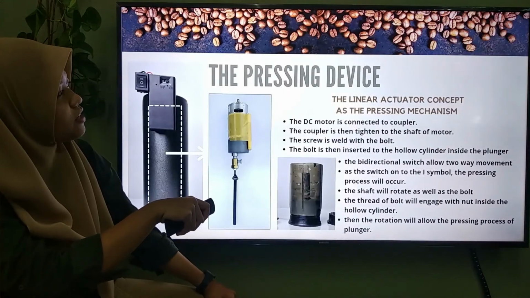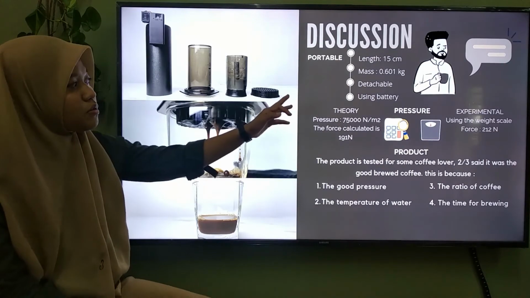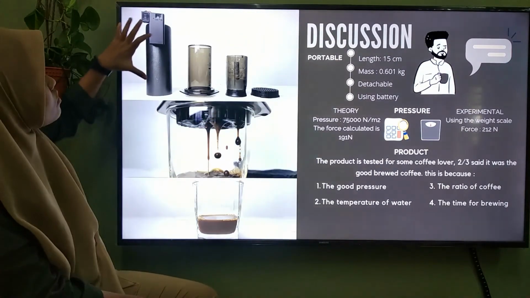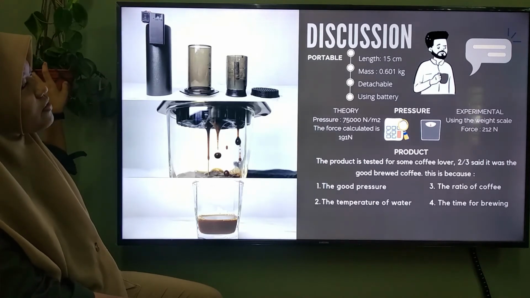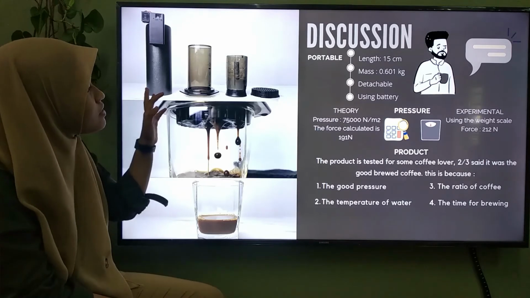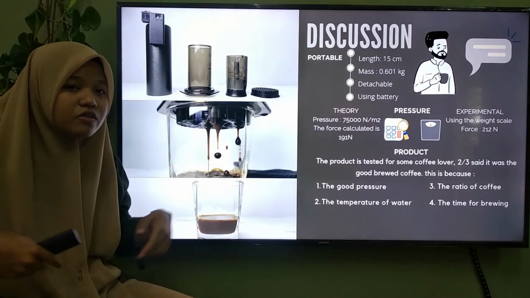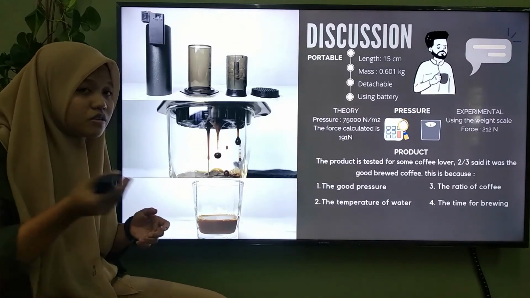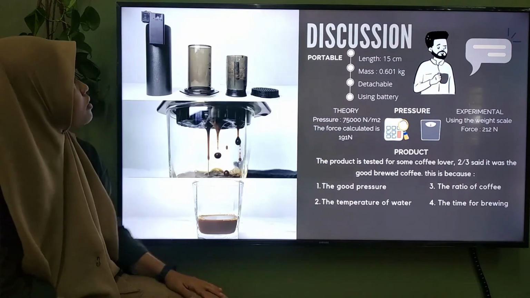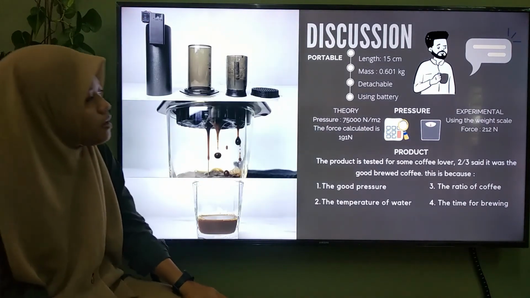So let's move to the discussion. This design is very portable. As you can see, the length is only 15 cm. This one is only 15 cm. The mass is 0.601 kilogram. So it's detachable, so you can just keep it in small places like storage. It is also using a battery. As you can see, this is the battery and an additional switch.